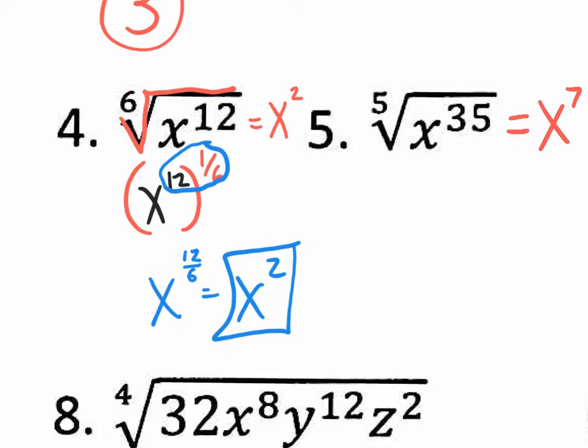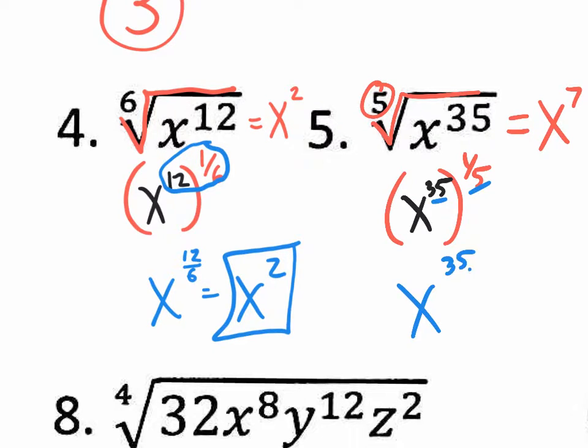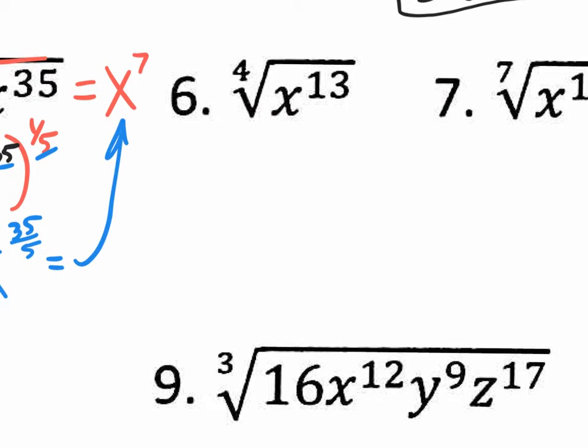If I want to explain to somebody that's barely learning the stuff how I got x to the 7th, I would say, well, the fifth root right here of anything is really the power of 1/5. And on the inside I have x to the 35. So when I multiply 35 times 1/5, I want to have x to the 35 divided by 5, and 35 divided by 5 takes me back to x to the 7. Like I said, on the quiz or the test, you don't have to show this work. You just need to know that the 5th root is kind of like dividing that by 5. The 6th root is kind of like dividing that by 6. Are you with me so far? Yes. All right. Copy this one down now, 6 and 7.